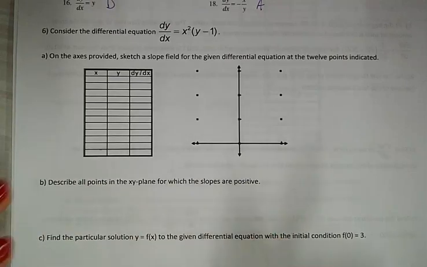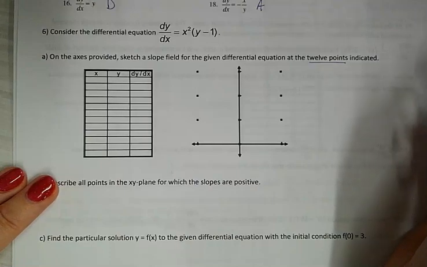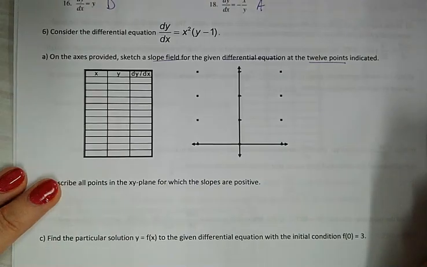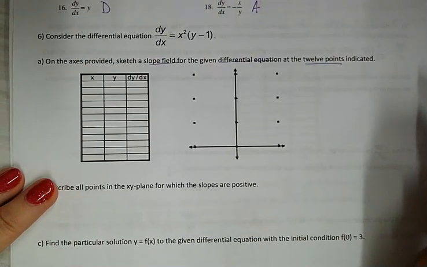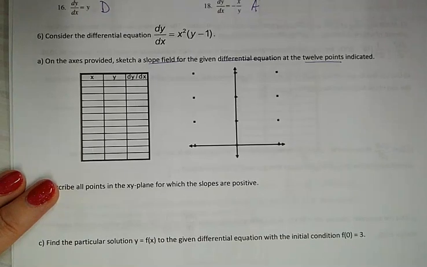All right, so if I look at the first one, I see that I have 12 points, so I need to have 12 lines. We're sketching the slope field for a differential equation, so the picture of the slopes of the tangent line. You have a table here you're welcome to use, but it's not required. And so what you're doing is looking for points.